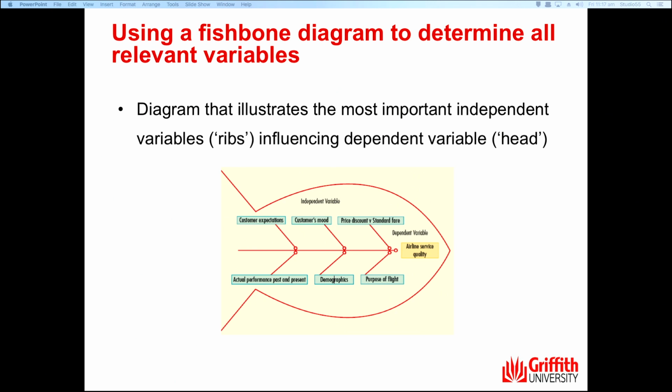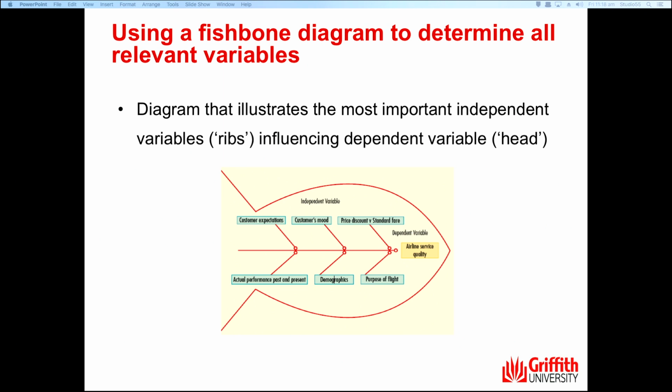Maybe this example will help you clarify dependent and independent variables. Using a fishbone, we can look at the relevant variables. This diagram illustrates the most important independent variables, which are the ribs, influencing the dependent variable, which is the head. Let's say you work for Qantas, or Jetstar, or a particular airline, and you want to know what variables influence perception toward airline service quality. The airline service quality is the dependent variable, and the independent variables are customer expectations, customer moods, price discount versus standard fare, actual performance past and present, demographics, and purpose of flight. All these factors eventually affect airline service quality.